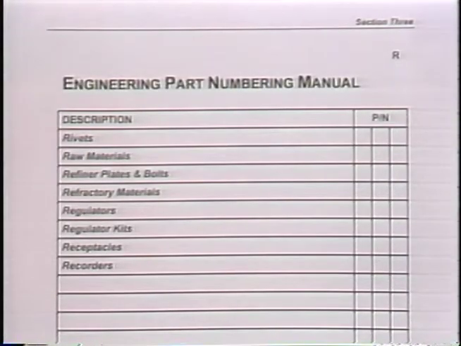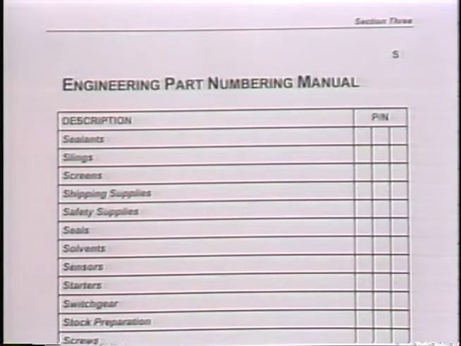The last 2 pages in this section are the R page, which is page 6. And again, everything on the R page, the nouns start off with R. Rivets, raw materials, retainer plates and bolts, refractory materials, regulators, regulator kits, receptacles, and recorders. And the last page, page number 7, is the S page. Here we have commodities, again starting off with S: sealants, slings, screens, shipping supplies, etc.